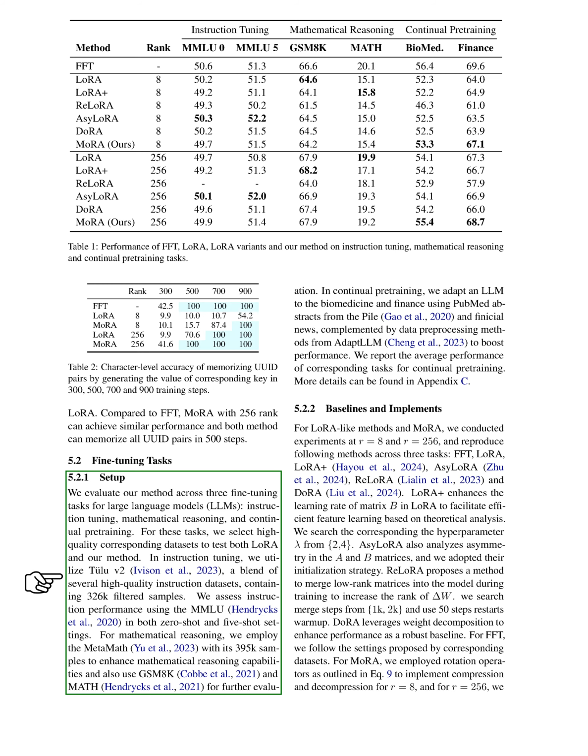In instruction tuning, we use a dataset containing filtered samples and assess performance in 0-shot and 5-shot settings. For mathematical reasoning, we enhance capabilities using specific datasets and evaluate performance accordingly. In continual pre-training, we adapt the model to biomedicine and finance domains using relevant datasets. We compare our method with various baselines and implementations across different tasks. Each method is evaluated based on its performance and effectiveness in fine-tuning tasks.